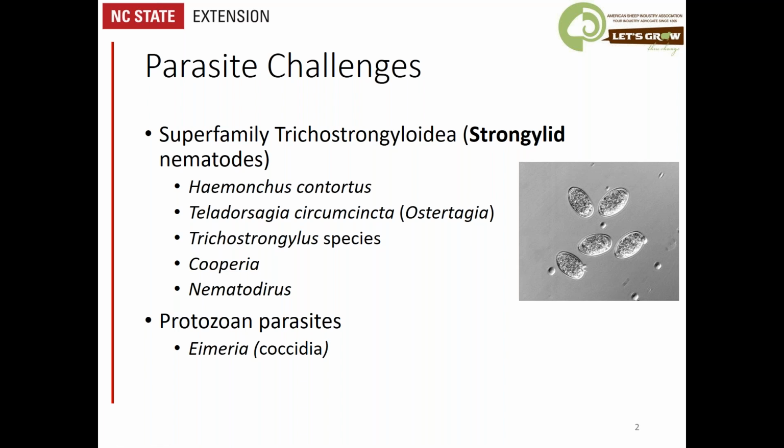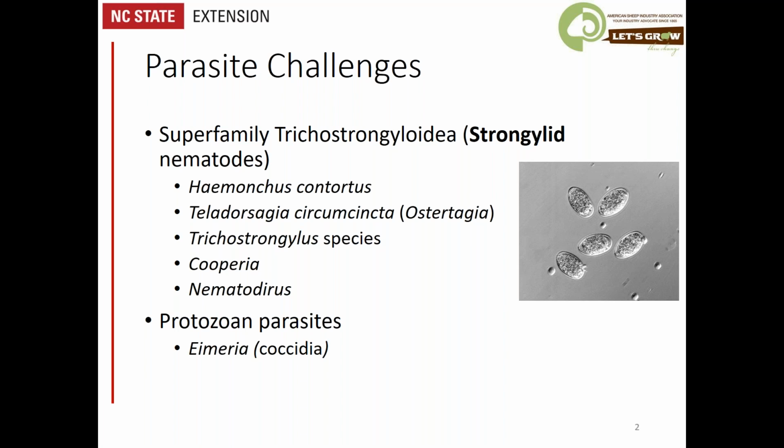A lot of them fall in a family of parasites called strongyle nematodes, and that includes Haemonchus contortus, Teladorsagia, Ostertagia. If you're familiar with cattle parasites, that's a fairly common one. Other Trichostrongylus species, Cooperia. A couple of these, such as Haemonchus, are more popular or more common, I should say, in areas of the country like the Southeast US and in hot, humid climates.